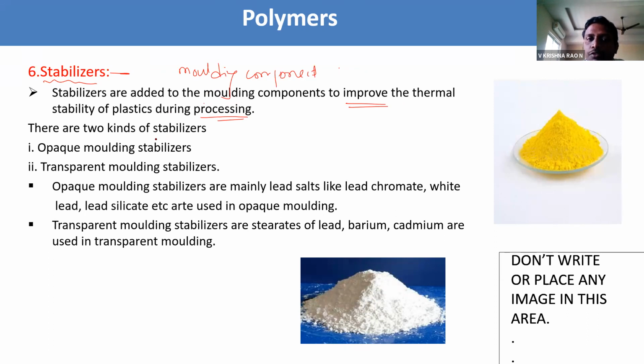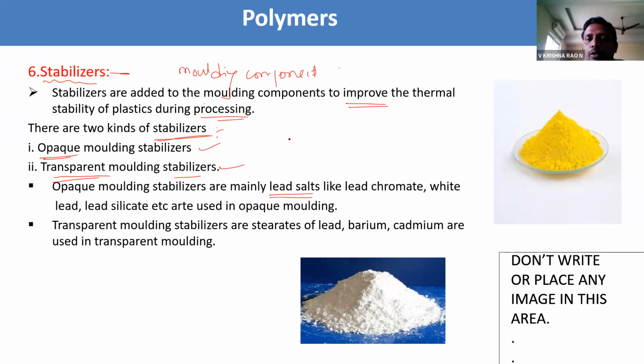There are two kinds of stabilizers we have. One is the opaque molding stabilizer, and the second one is the transparent molding stabilizer. Coming to the opaque molding stabilizers, these are mainly salts.